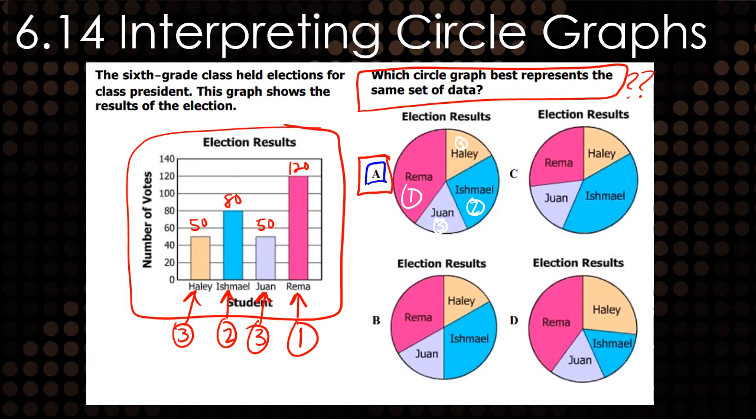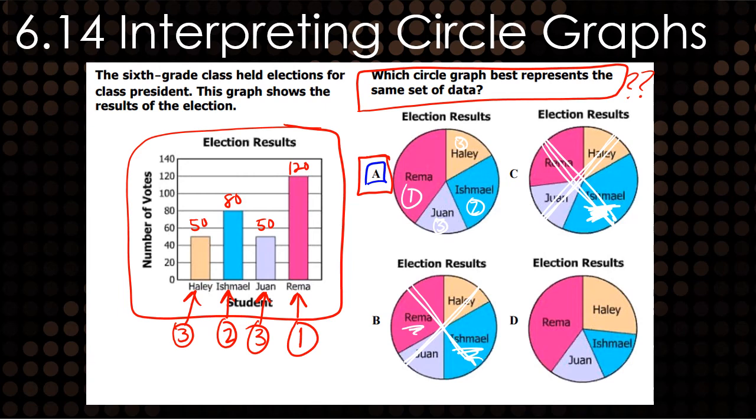So in letter B, it looks like our friends Rayma and Ishmael both received the same amount of votes. In this case, we know that's not true from our bar graph, so we cross that out. What about letter C? Letter C shows us that Ishmael received the most votes, which didn't happen. Sorry, Ishmael. But we'll cross that out because that circle graph doesn't match.